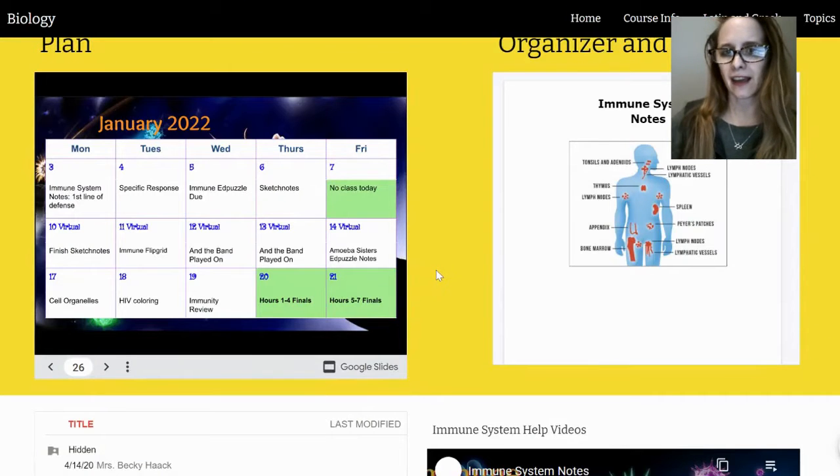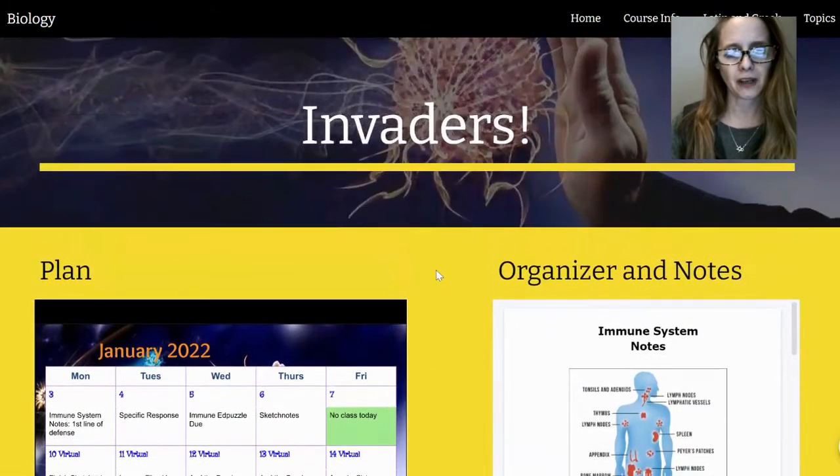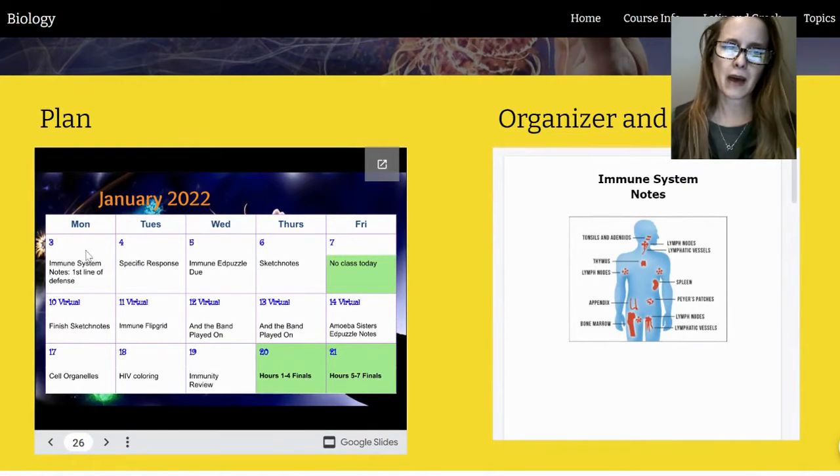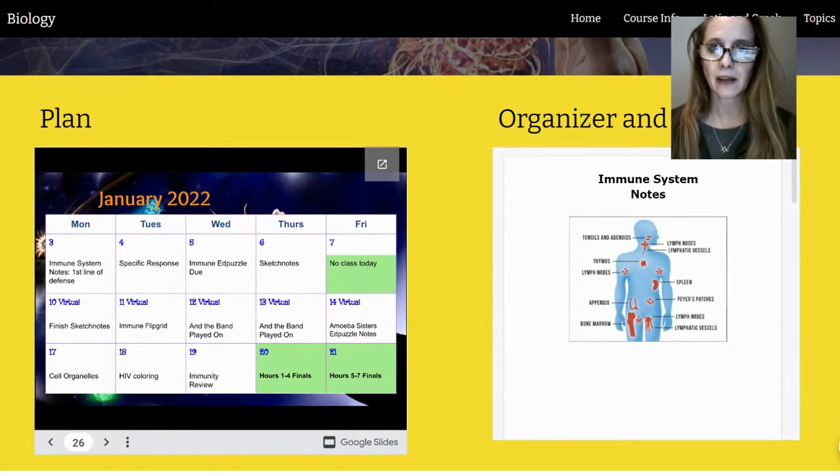This is Mrs. Hawk, and I am going to be showing you a little bit here on the website as to what materials are out there. This is our 3-week plan since we've come back from break. The first part of the unit was a study of how bacteria function, how they multiply, how they divide, what the structure of DNA is.